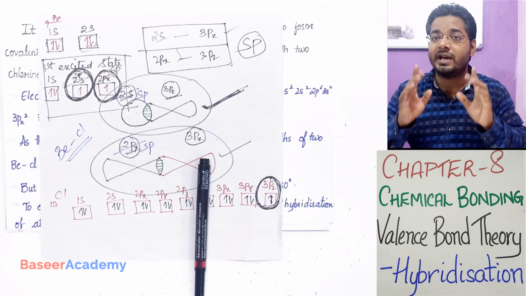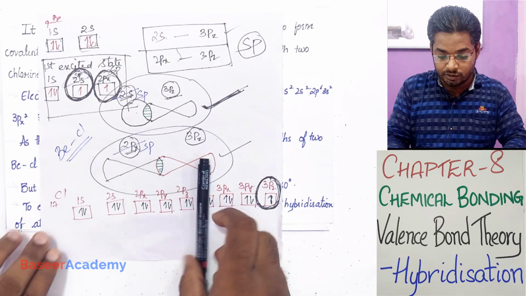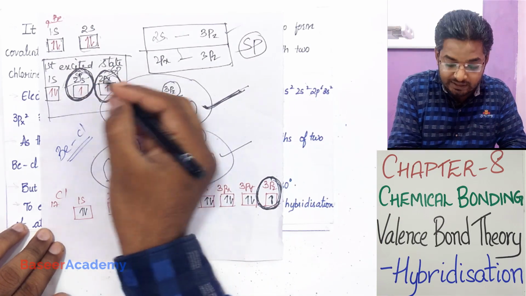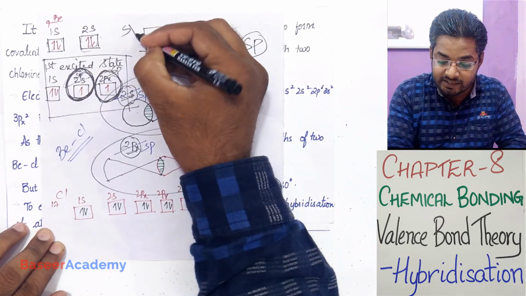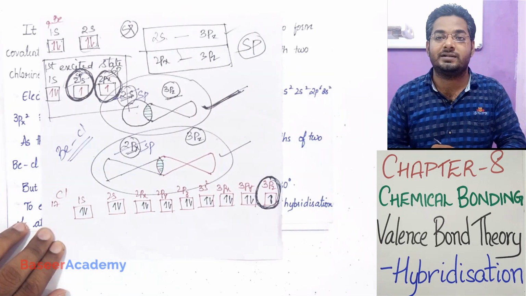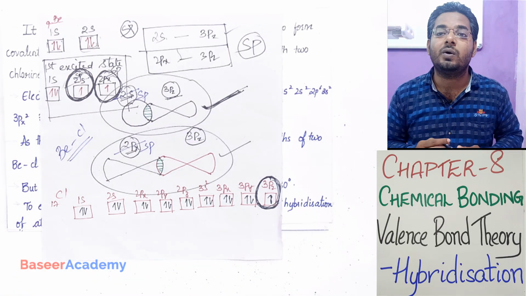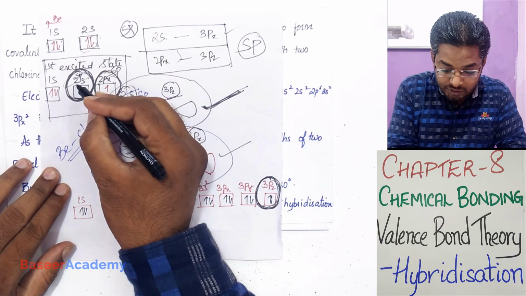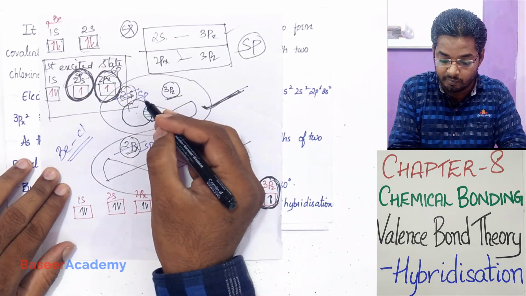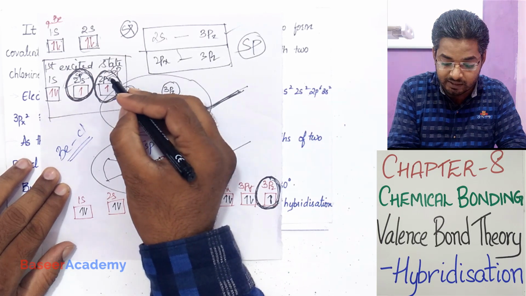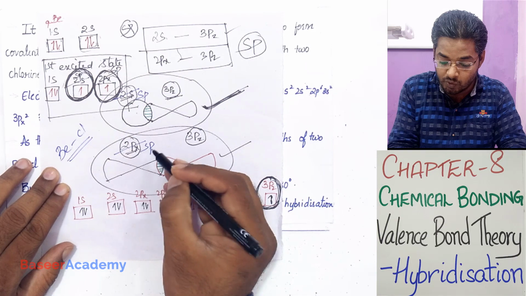We get the name of the hybrid orbitals from the orbitals that are intermixing. So the s orbital and the p orbital are intermixing. So we get sp hybrid orbitals. So we get two sp hybrid orbitals. So thus 2s is no longer 2s, it becomes an sp hybrid orbital, and this 2px is no longer 2px, it becomes an sp hybrid orbital.